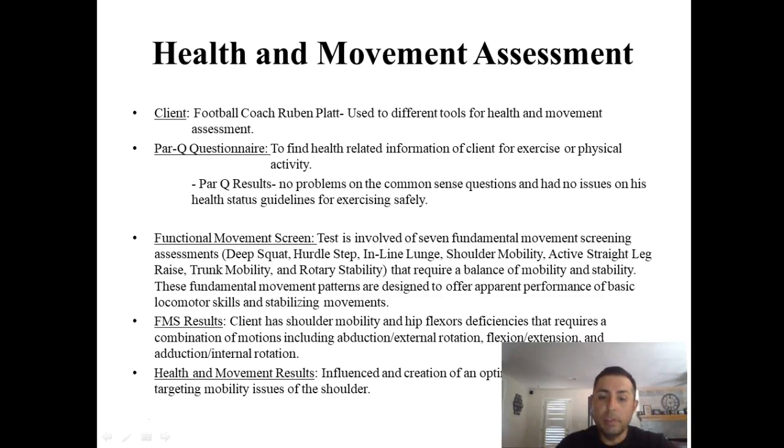Now, his health and movement results influenced the creation and optimal strategy success by targeting mobility issues of the shoulder. After I did the assessment, I figured out what he needed to solve this problem, and when I was designing his exercise plan, I really wanted to focus on those issues he had. He's an old college football player with many years of playing and training, a lot of wear and tear, so hopefully this coming season he'll be physically fit after I gave him the structure for the season.